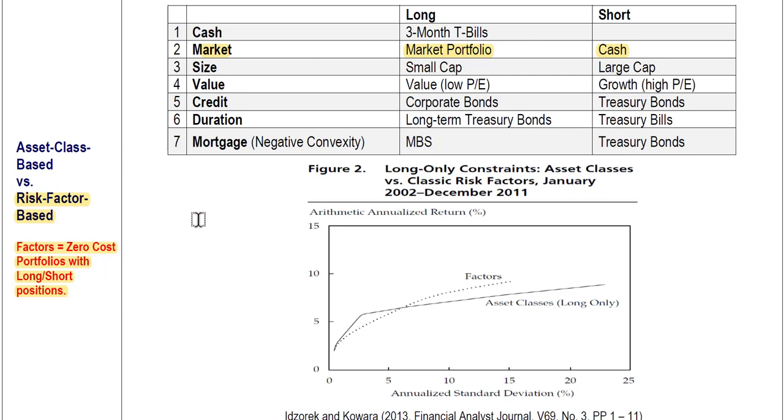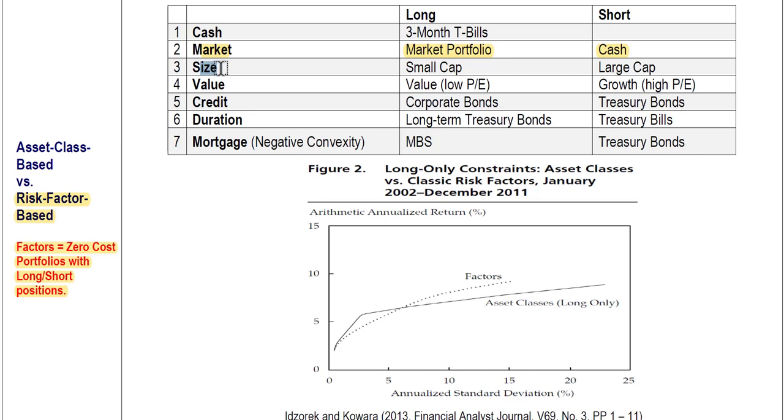If this is the case, we want to construct a portfolio based on the factors. So I'm able to create a factor mimicking portfolio using long short positions. Mimicking portfolio means I can truly use tradable securities, long and short, to create that risk factor premium.